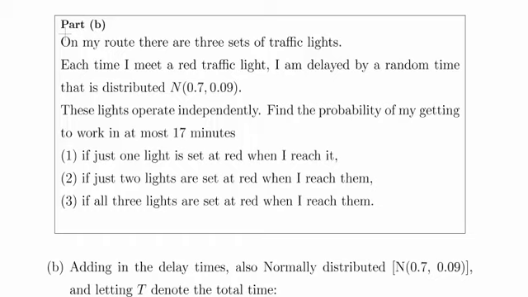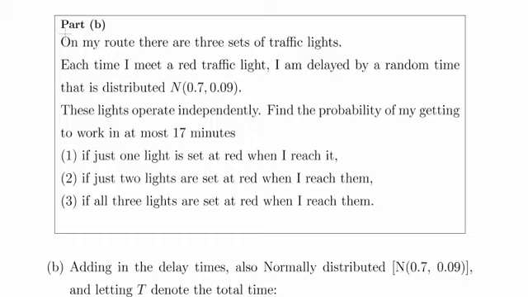So in the last question, I talked about delays or lack of delays. Now this is what I meant. Let's look at part B. On my route home, there are 3 sets of traffic lights. Each time I meet a traffic light, I'm delayed by a random time that is normally distributed with a mean of 0.7 and a variance of 0.09. These lights operate independently. Find the probability of my getting to work in at most 17 minutes. It's very similar to the question we've just done previously, but we're elaborating a little bit, making it a bit more difficult.